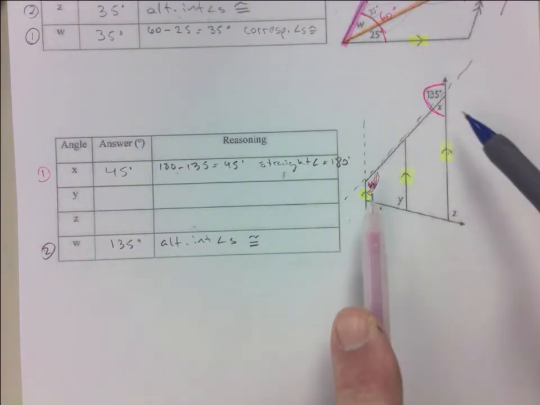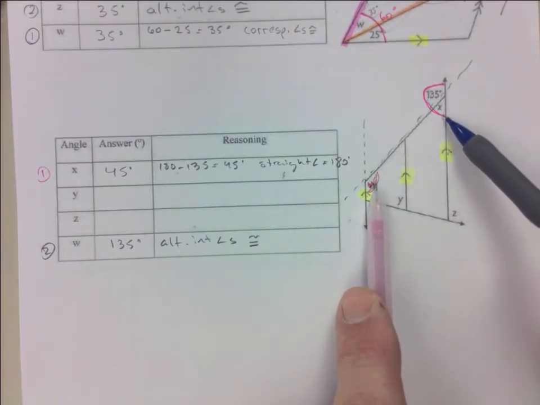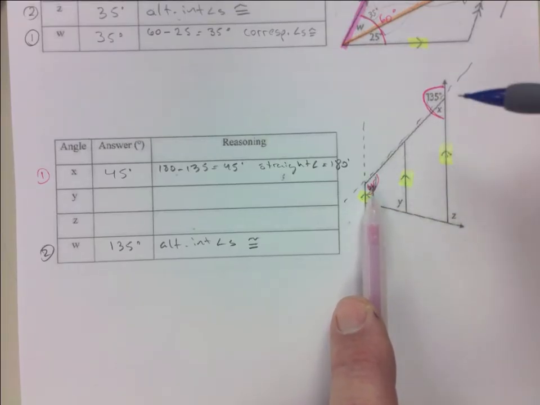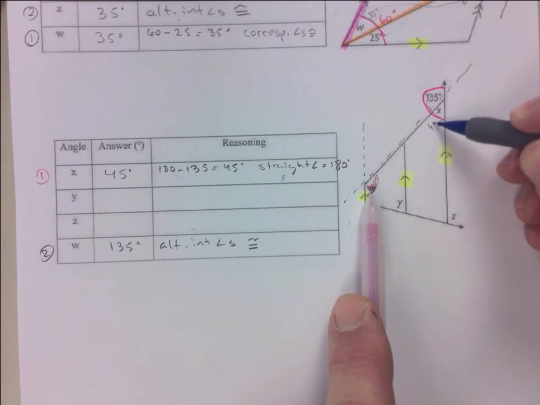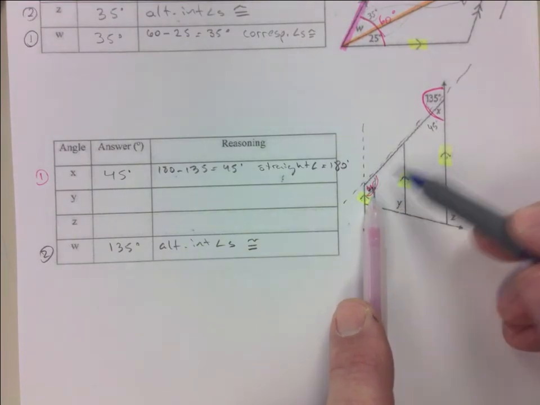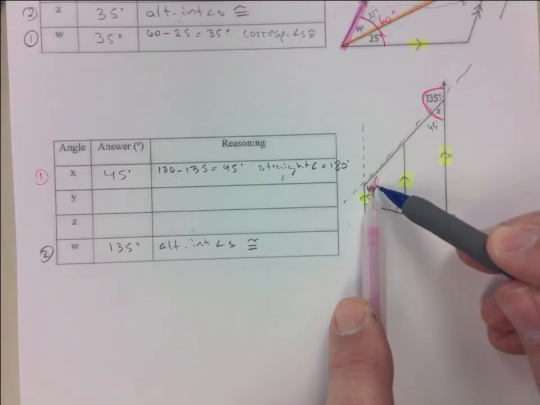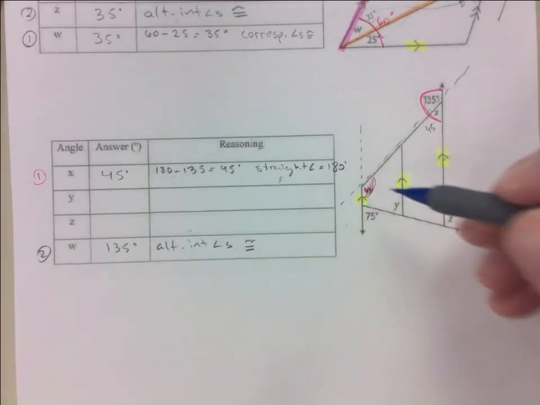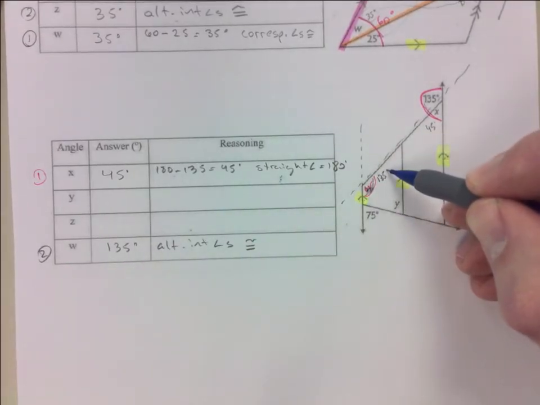What are these two angles called? These ones here? CIAs, right? What do these two add up to technically? 180. Guess what? If you go 180 minus 45, you're also going to get 135. So no matter how you do it, you get 135 here. Okay?